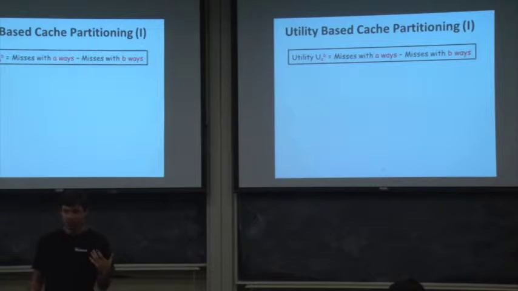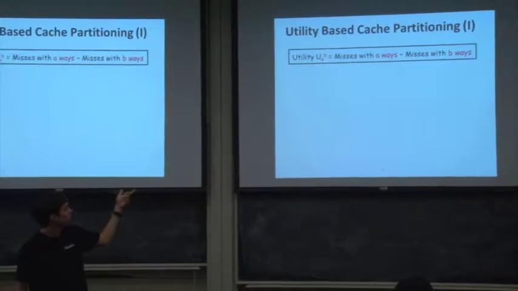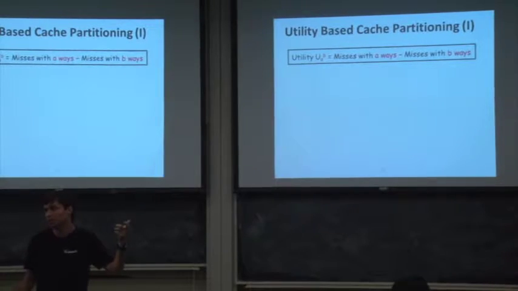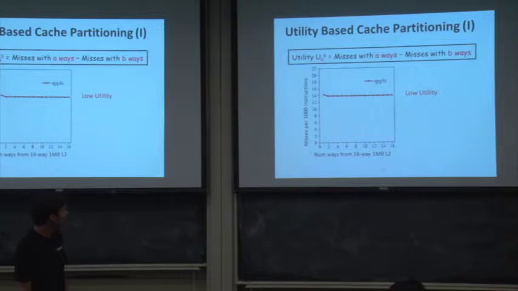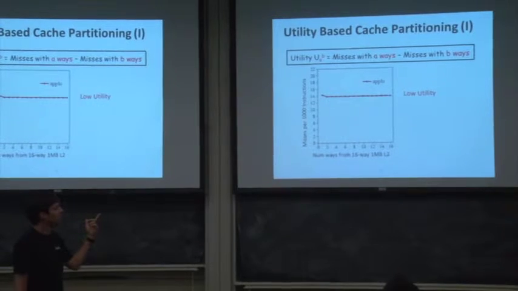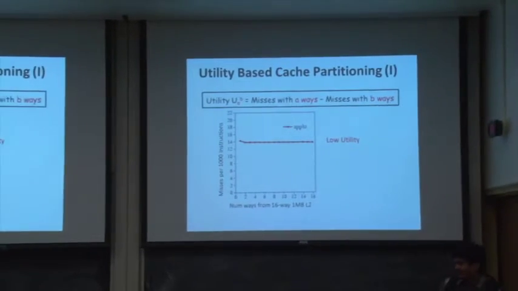So the bigger this utility, the more improvement you get, so the number of misses is supposed to decrease, so it's vice versa. You can define it as the number of misses, or you can define it as the performance, it's the same thing. Essentially, the more ways you have, you expect to have fewer misses, because you're getting a bigger chunk of the cache. So one application, just join us.